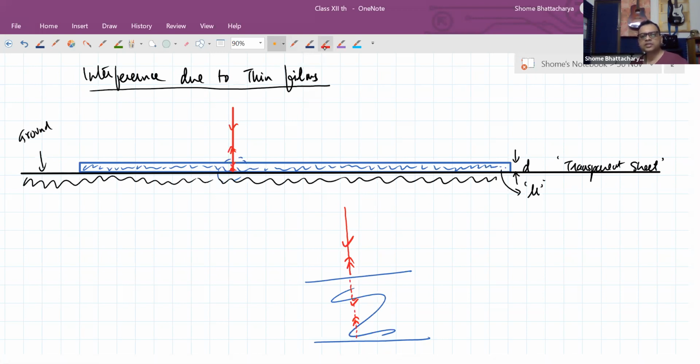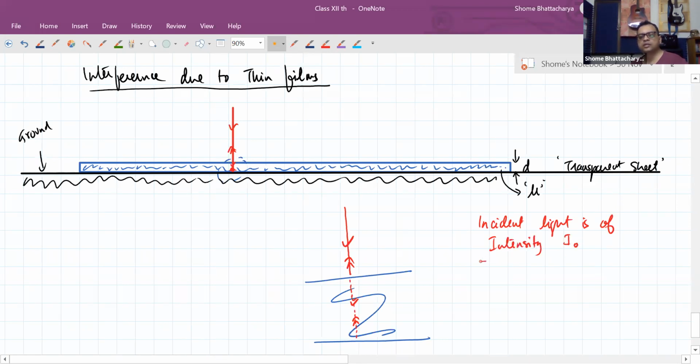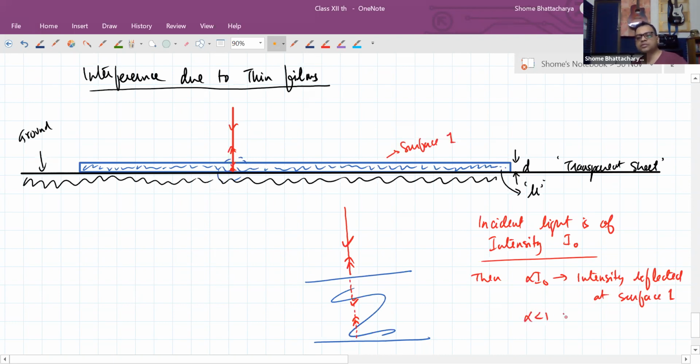Okay. So what will happen is that if the incident light is of intensity I naught, okay, then let's say alpha I naught is the intensity reflected at the surface 1, let's say. So this is our surface 1. So alpha is a factor less than 1, which is called the reflection coefficient.